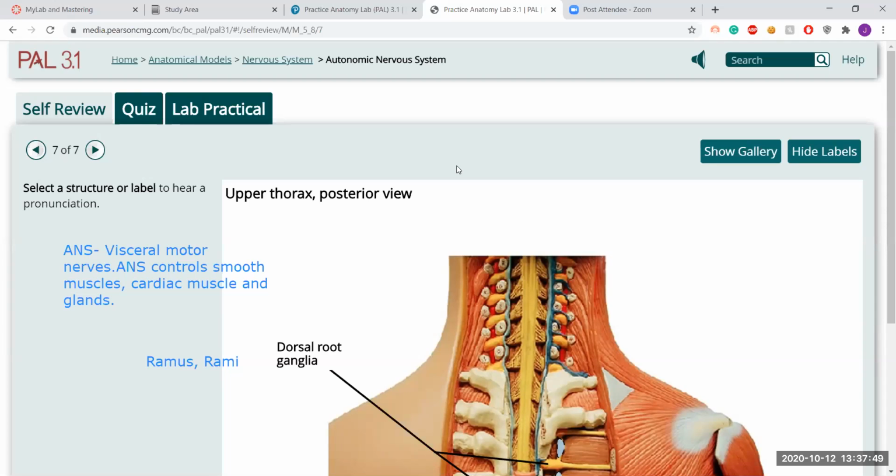So guys, practice these models as I went over. And I will suggest before you practice these things, go over the lecture slides, the PowerPoint, and then come here. Okay.